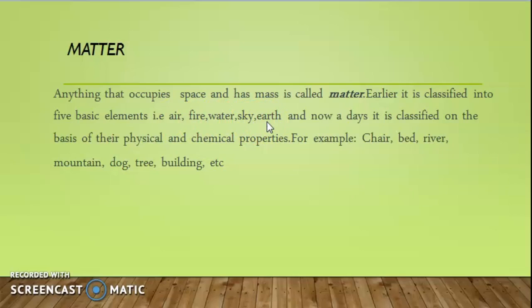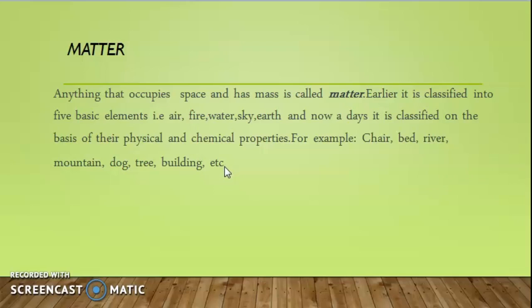But after that, modern-day scientists started working on it, and they said that air, fire, water, sky and earth are also made up of something, and they also come in the category of matter itself. So they classified matter on its physical and chemical properties. Here are some examples of matter: chair, bed, river, mountains, dog, tree, buildings, etc. Whatever we see in our surroundings comes in the category of matter only.